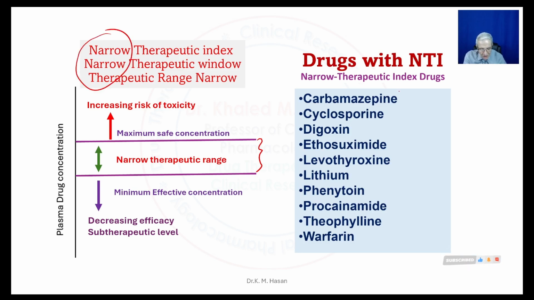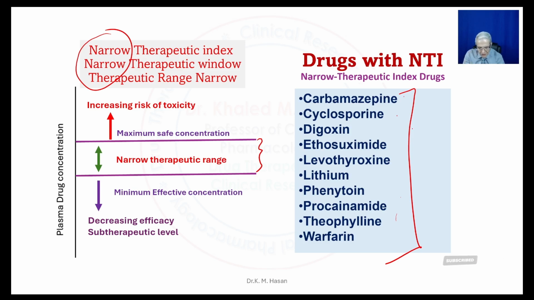This list of medication requires monitoring: carbamazepine, cyclosporin, digoxin, ethosuximide, levothyroxine, phenytoin, procainamide, theophylline, warfarin. All these medications require therapeutic drug monitoring. The reason? Because these medications demonstrate a narrow therapeutic index, a narrow therapeutic window.